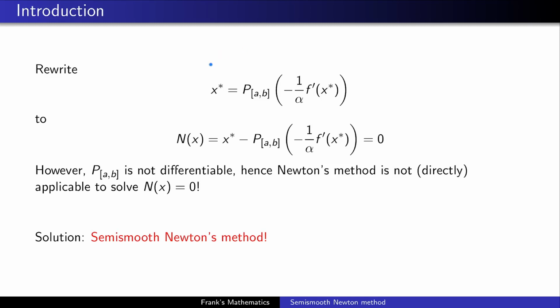We rewrite this fixed point equation as finding the zeros of the following function n. However, we cannot tackle this function directly by Newton because it is not differentiable, because we have some cuts in there. The solution is, of course, the Semismooth Newton method, which we haven't defined yet, but we are going to define this in the next minutes.